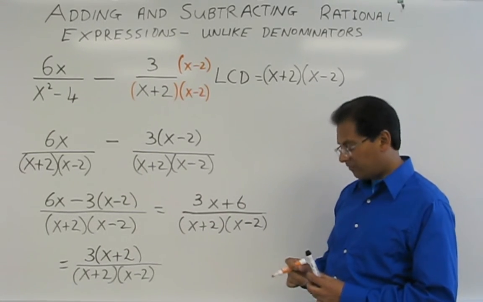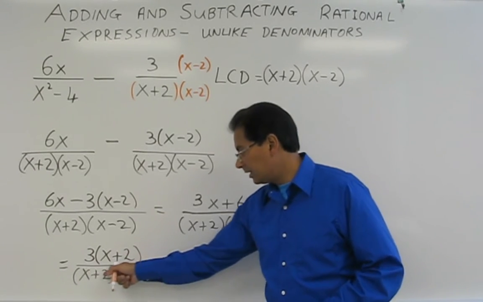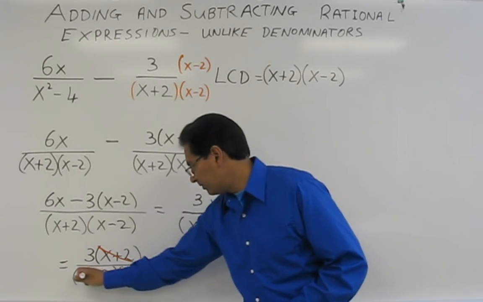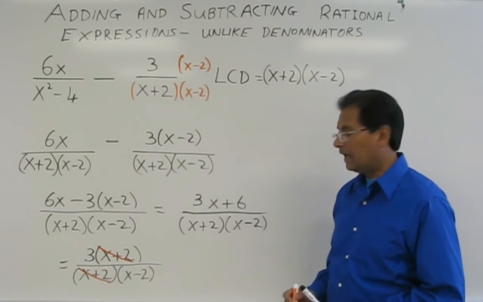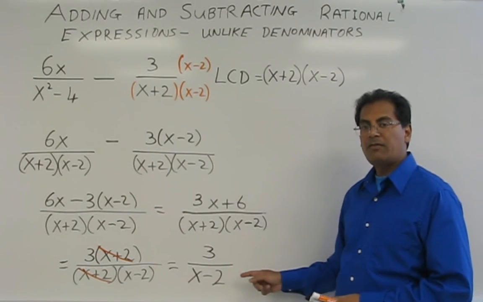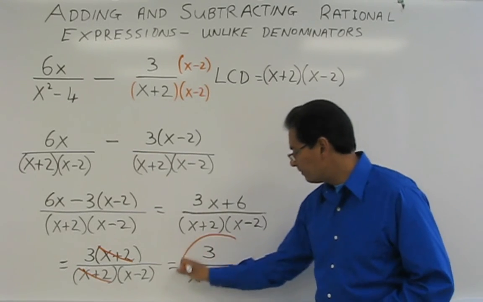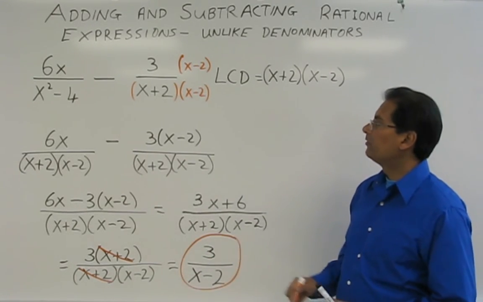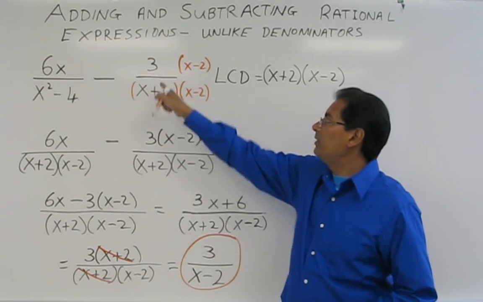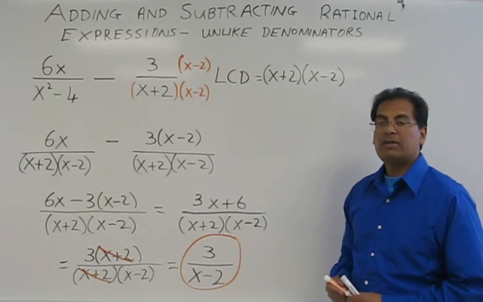Now we've simplified it as far as we can, but we see that we have an x plus 2 here and an x plus 2 down below. We can simplify this rational expression. The x plus 2's can cancel, and so all we're going to be left with is 3 divided by x minus 2. And so this is our final answer. So 6x divided by x squared minus 4 minus 3 over x plus 2 gives you 3 over x minus 2.